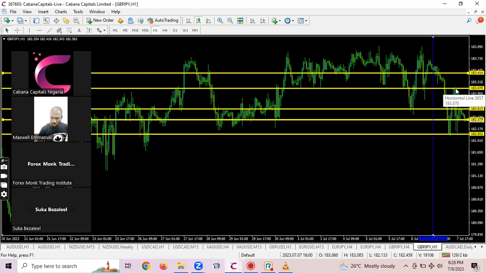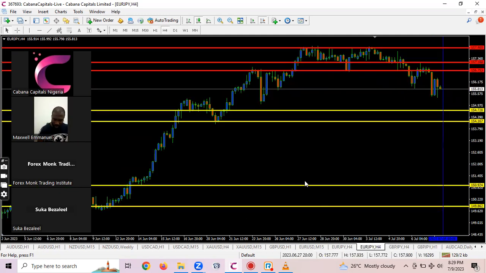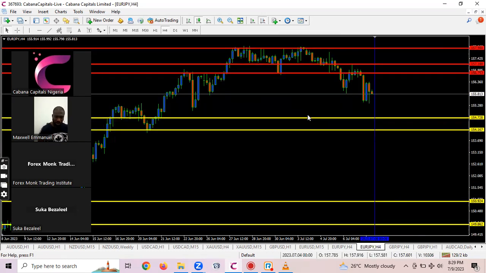This level is more important than these levels. You can see here it's the resistance, support turned resistance. Market has tested that level several times. So this level is more important than this level. So I'm bearish on JPY pairs, Euro JPY, CAD JPY, CHF JPY. I'm bearish on those pairs.